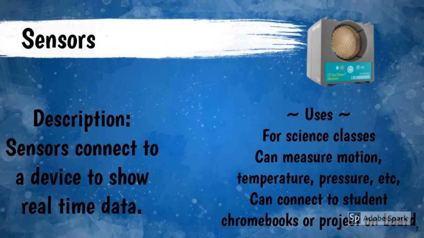And the final hardware that is important with our school is sensors. Sensors connect to a device to show real-time data. Now, these are used mostly for science classes. They can measure things like motion, temperature, pressure, and they can actually connect to the student Chromebook, or you can project them on the board for them to see the real-time data.